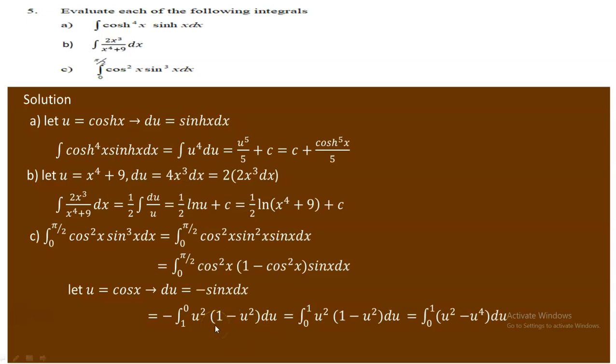But from the property of integration, we can reverse these two limits and have positive, from 0 to 1, u squared times 1 minus u squared du, because this is negative, we can reverse it. And this makes u squared minus u to the power of 4 du. We know the antiderivative is u cubed over 3 minus u to the power of 5 over 5, from 0 to 1. As you substitute this, what you get is 2 over 15.